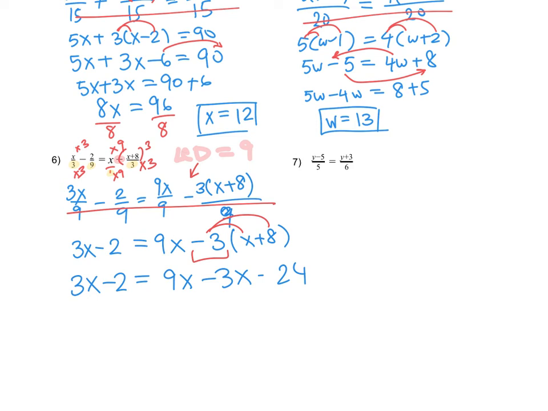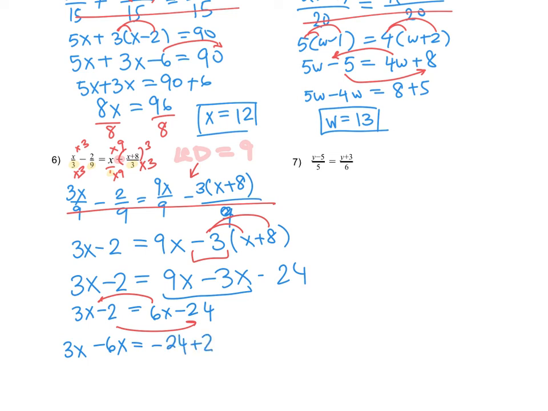And now I'm going to clean up a little bit before I swap. So 9x minus 3x is 6x. And now I'll do my double swap. So 3x minus 6x equals -24 plus 2. That's -3x and -22. And we'll have to divide both sides by that -3.